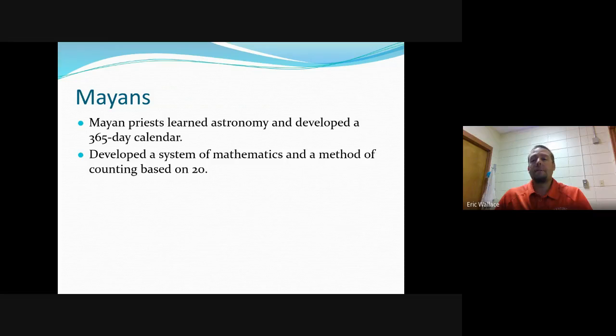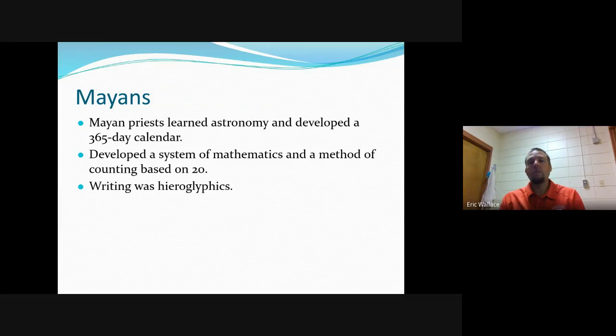They developed a system of mathematics. Their counting system was based on 20. I don't know if that means they could only count to 20, or they counted by 20s, or how the whole number system that they had worked. But I do know they had a method of counting that was based on the number 20. So they were good with numbers. They were good with math. And when you see some of the things that they built, you can understand they had to be good with those sorts of things.